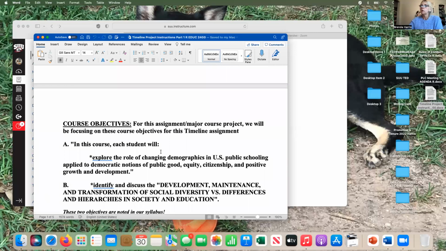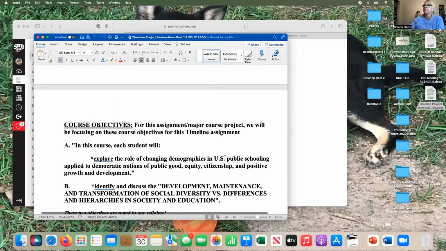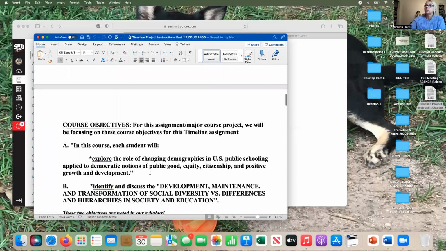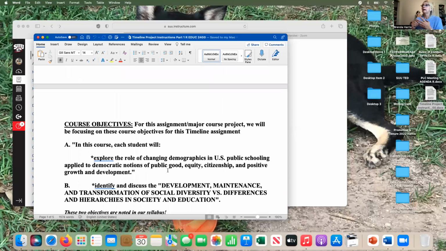And so if you look in our syllabus, it says that you as the student, as learner, are going to explore the role of changing demographics in US public schooling, and you're going to apply that to notions of the public good, equity, citizenship, positive growth and development. Have you heard those terms before? I'm sure you have, because you probably grew up in the United States. Even if you didn't, then you probably have heard those words. We say them a lot around the 4th of July.